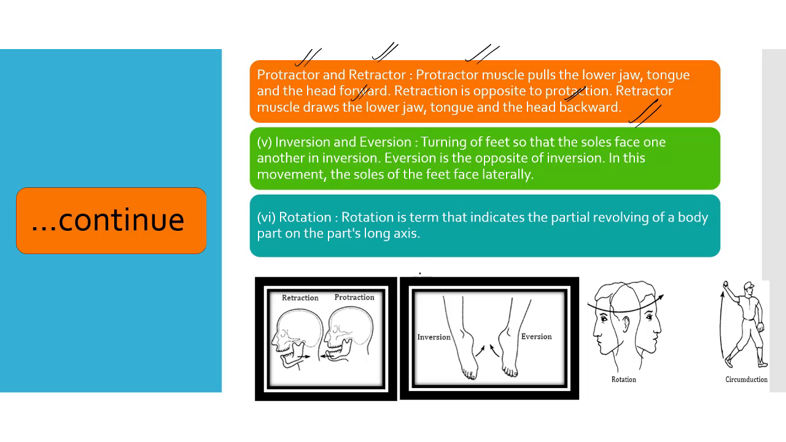Inversion and eversion. Okay, you can see this is retraction and this is protraction. Inversion and eversion. Turning of the feet so that the soles face one another is inversion. Okay, and eversion is the opposite of inversion. In this movement, the soles of the feet face laterally. Rotation. Rotation is the term that indicates the partial revolving of the body, and circumduction is the complete movement of the ball and socket joint of the humerus.